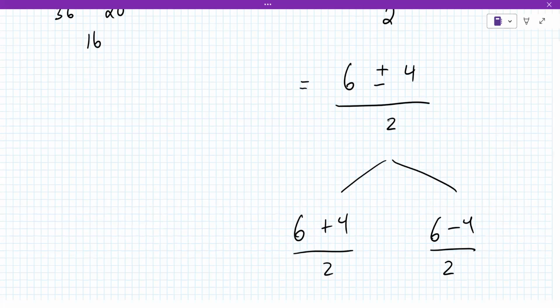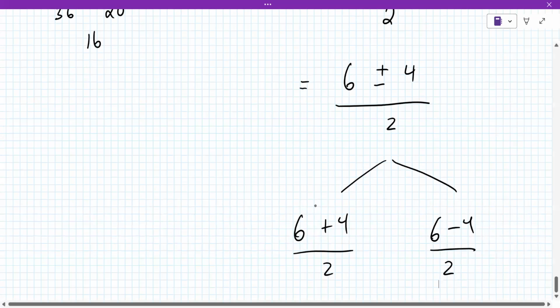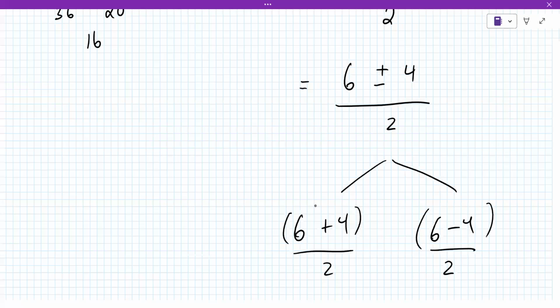So can I solve these two now? You can do it. Yeah, but you have to do the top first, because there's really what's called implied parentheses there. Okay, so that would be 10 over 2, and then 2 over 2. Yes, 10 over 2, 2 over 2.